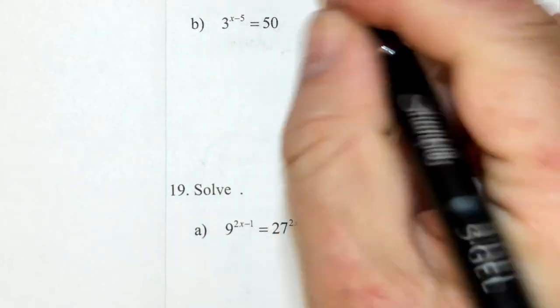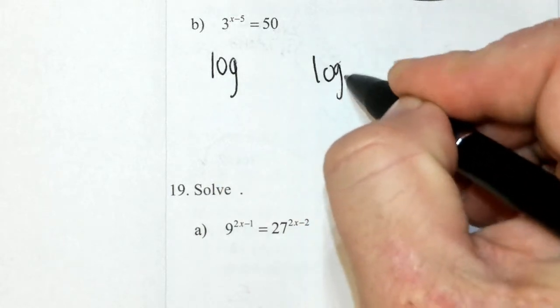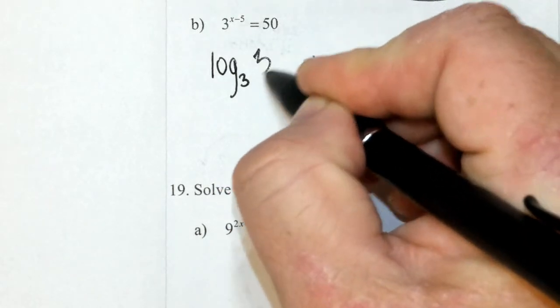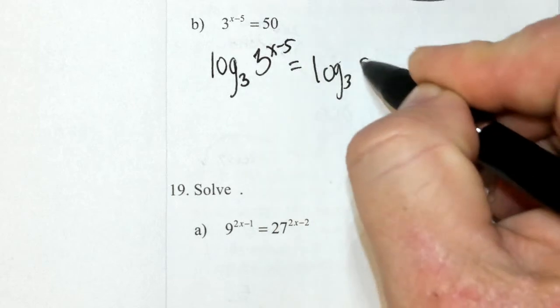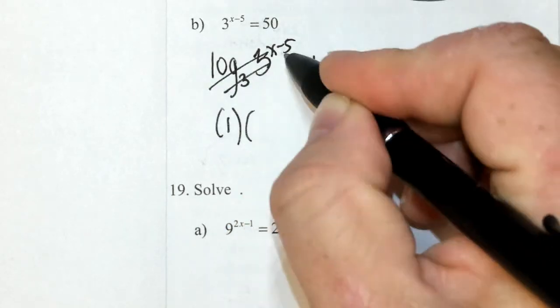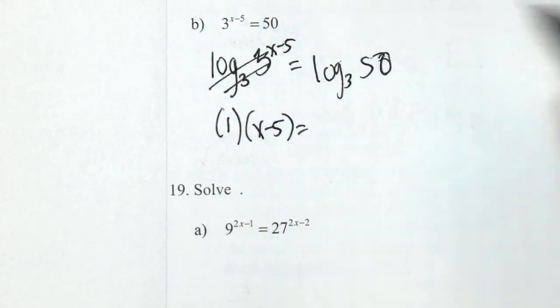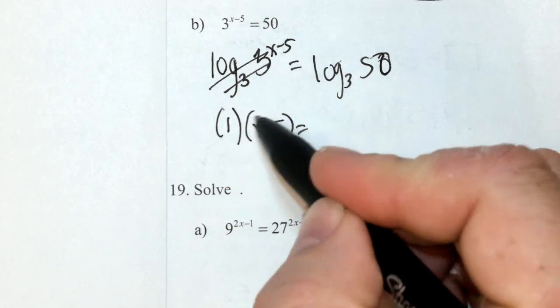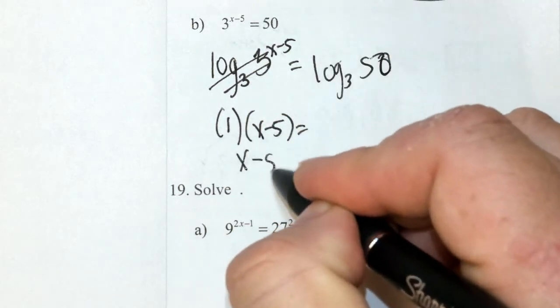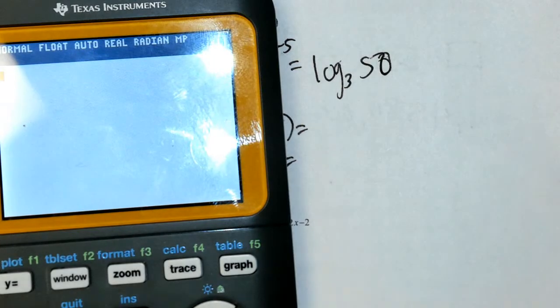Same type of concept. So I want to remove the 3 first of all, so log base 3 to both sides, and write down what was already there. Log base 3 of 3, and I bring down the exponent. Now over here, I need to first figure this out. By the way, I know when I distribute 1, I still end up with x minus 5 equals whatever this quantity is. Let's figure out that quantity.